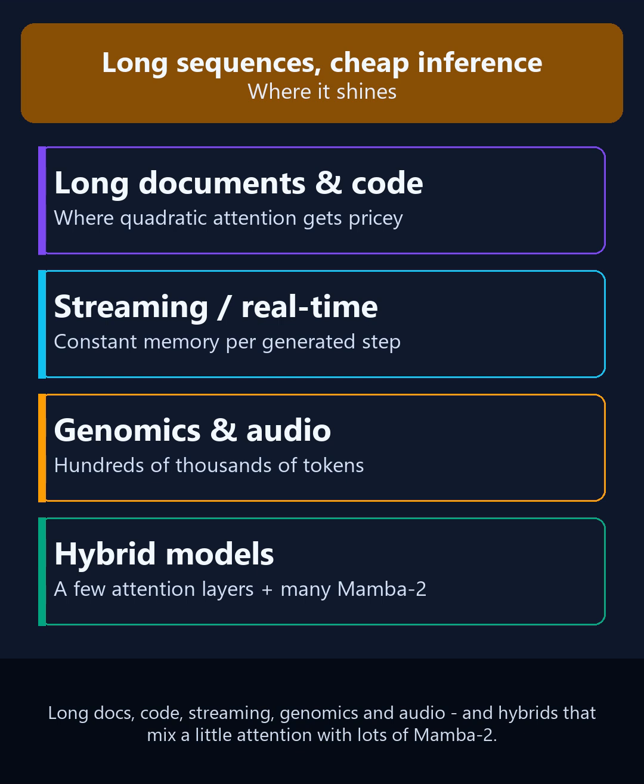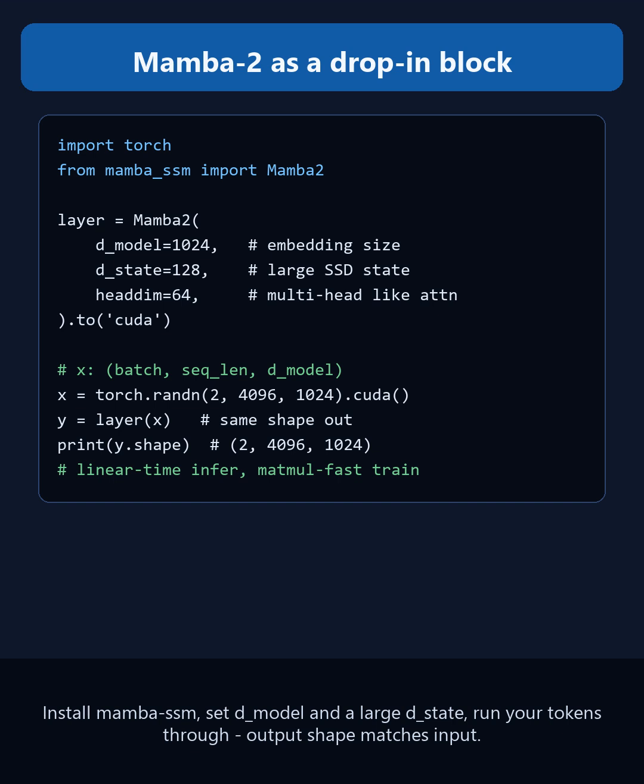Where does this shine? Anywhere long sequences and cheap inference matter. Think very long documents and codebases, streaming and real-time generation where constant memory per step helps, and genomics or audio with hundreds of thousands of tokens. It also anchors hybrid models that interleave a few attention layers with many Mamba-2 layers for the best of both worlds.